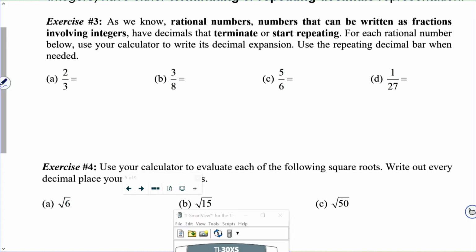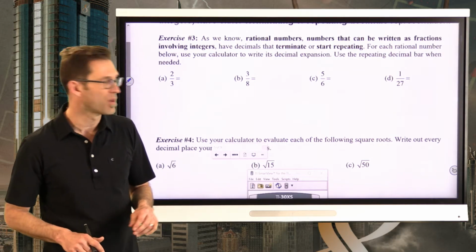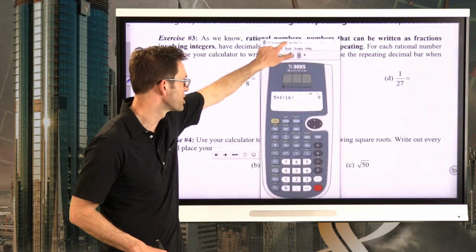As we know, rational numbers, numbers that can be written as fractions involving integers, have decimals that terminate, i.e. they just end, or start repeating. For each rational number below, use your calculator to write its decimal expansion. Use the repeating decimal bar when needed. All right, let's do the first 2 together and then we'll have you do the last 2 by yourself.